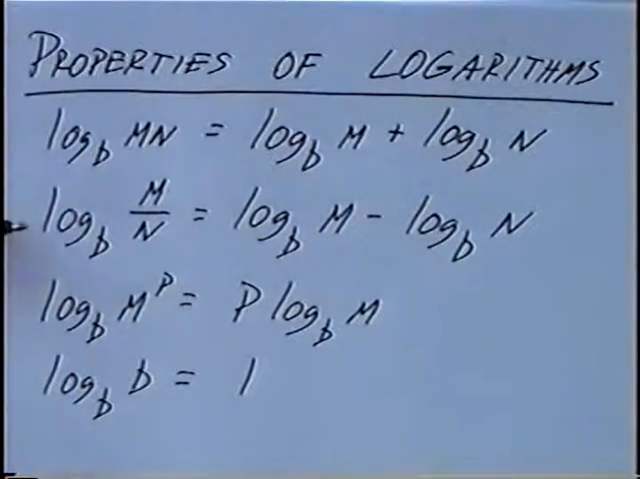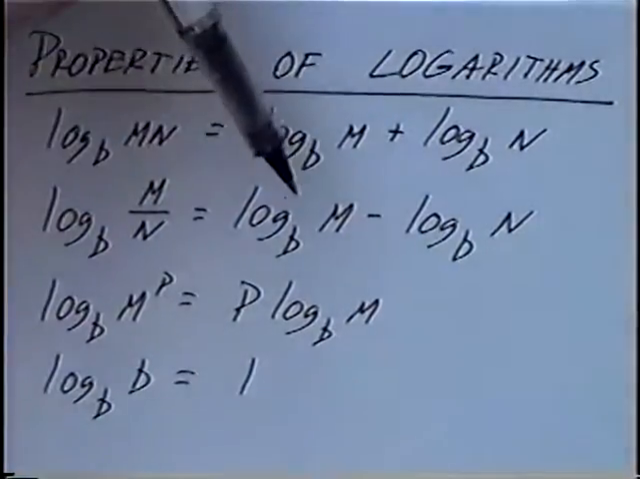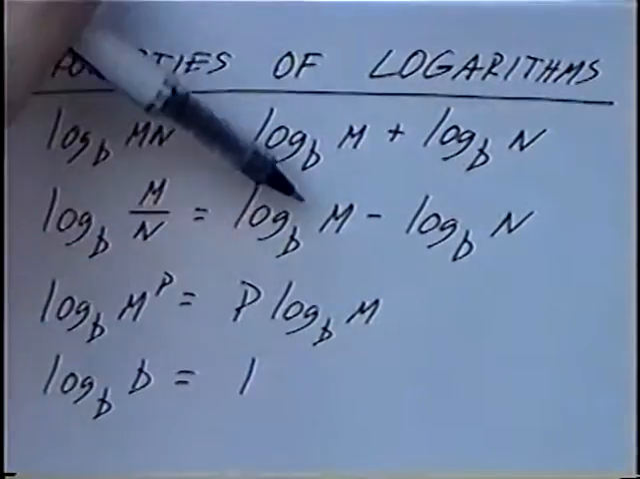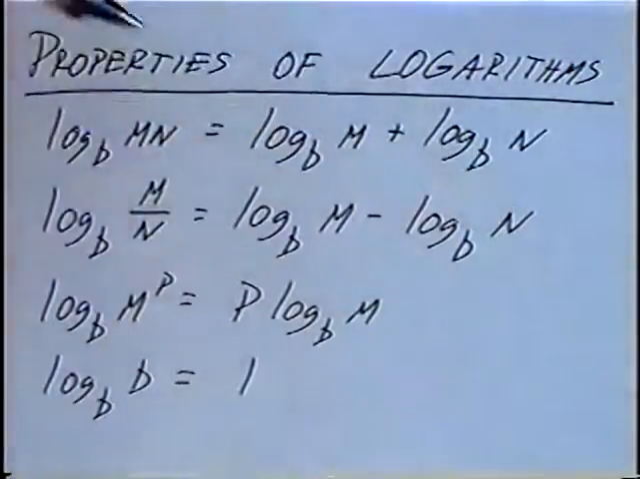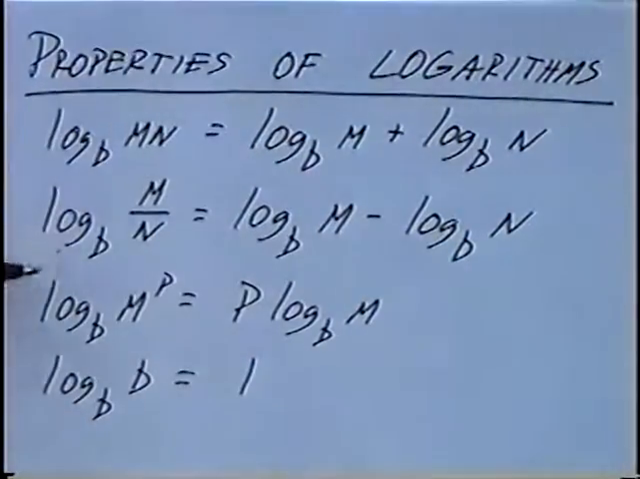Second property is dividing. If you're dividing inside logarithms, m divided by n, we can split it up into two logs. We'll have log m minus log n, and again, both with the same original base, base b.